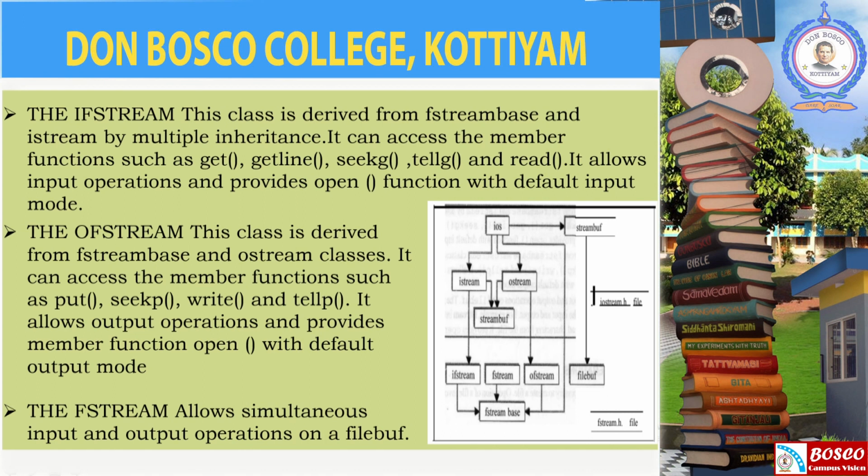Next is the ofstream class. ofstream is derived from two base classes, that is fstreambase and ostream class, and it can access the member functions like put(), seekp(), write() and tellp() functions. And ofstream provides the open() function with default output mode. The fstream allows simultaneous input output operations on the file buffer.